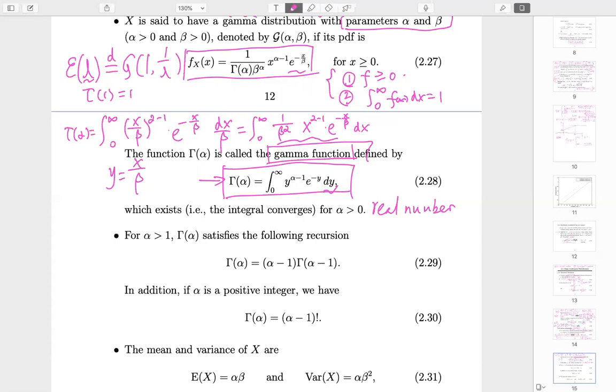That means 1 equals the integral from 0 to infinity of 1 divided by gamma alpha beta to the alpha, times x to the alpha minus 1 e to the negative x divided by beta dx. So obviously this is positive, and the integral from 0 to infinity is 1. Check. So you have a density function. That's how you get the density of a gamma distribution, right?